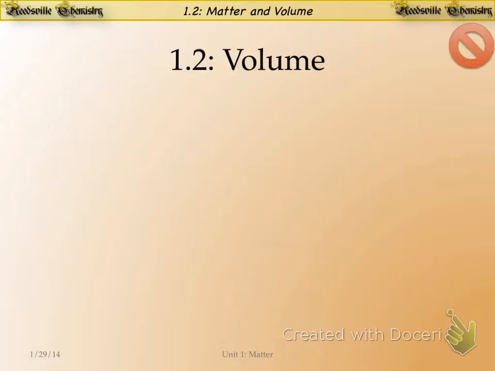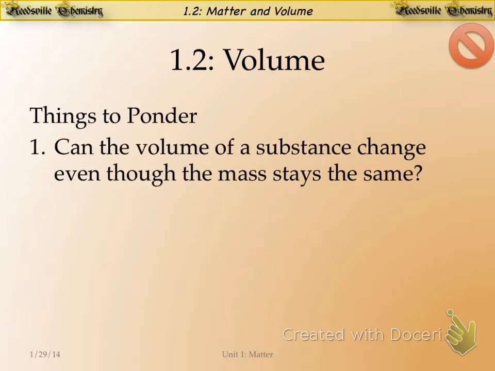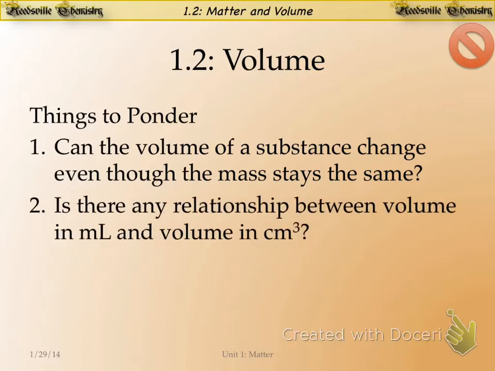If you ever see this little thing in the upper right-hand corner, this little X or the cross-out circle, it means don't write these down as notes. I just want you to think about these things for tomorrow. Number 1. Now that we know what volume is, can the volume of a substance change, even though the mass stays the same? Is that possible? And number 2, is there any relationship between the volume of an object in milliliters and the volume of that same object in centimeters cubed? We'll attack these things in the future.